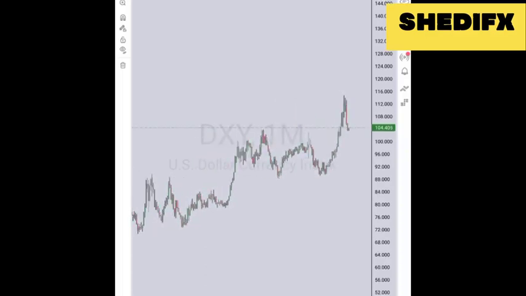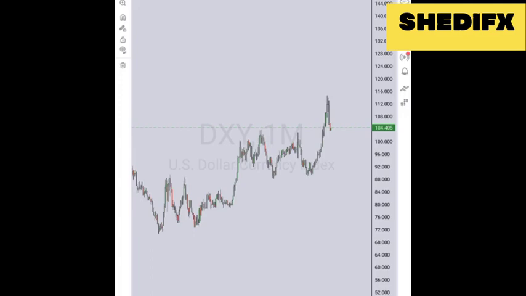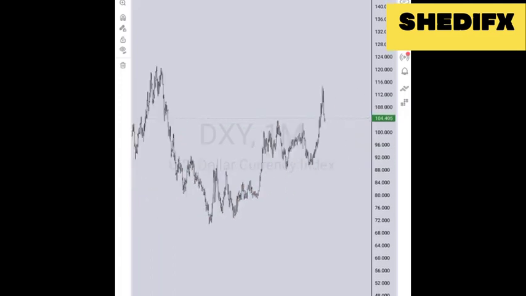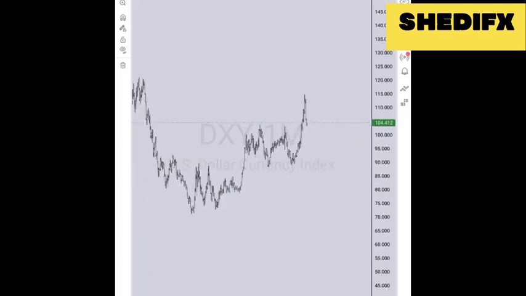Here I'm going to give you the top down analysis on the dollar index. As you can see on the dollar index, after making this impulsive move from the downside, that's from $89, we broke this resistance sitting at $103, and we came back.